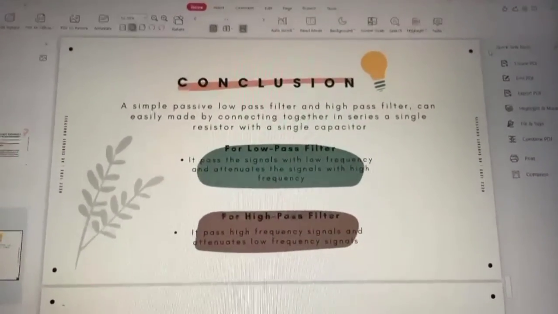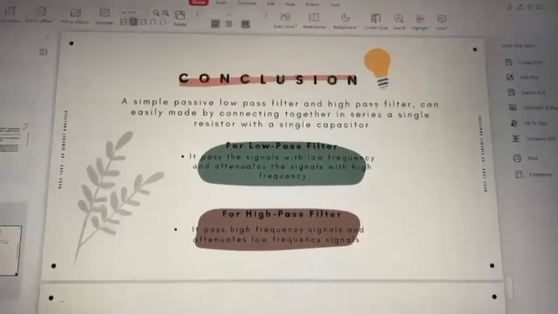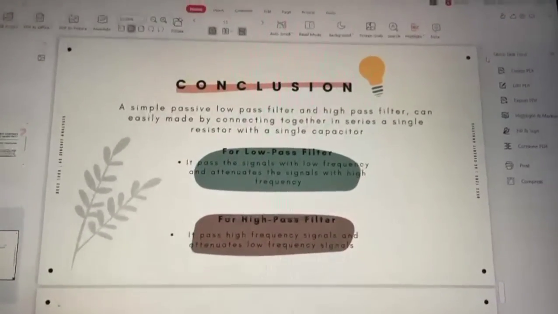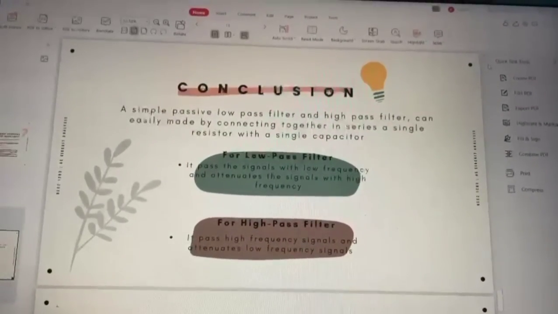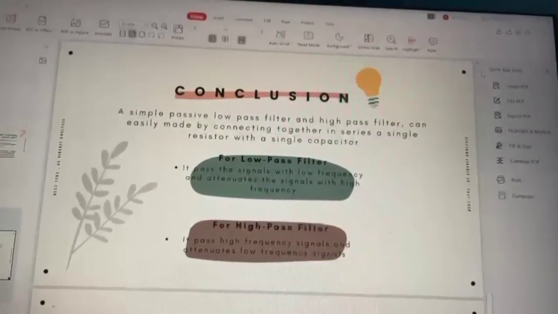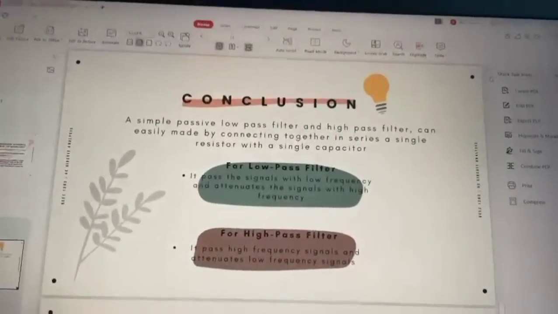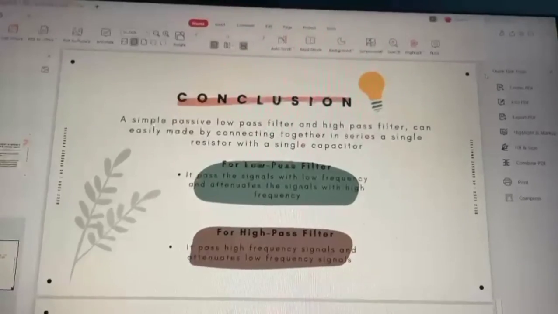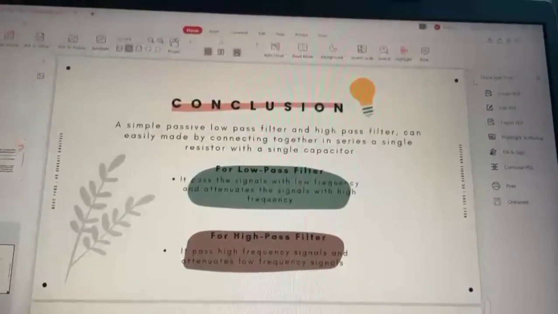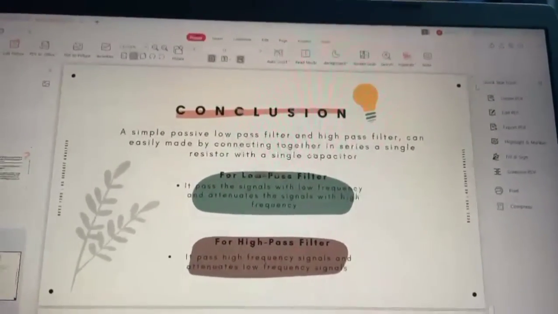From this, we have learned that a simple passive low pass filter and high pass filter can easily be made by connecting together in a series a single resistor with a single capacitor. For low pass filter, it passes the signal with low frequency and attenuates the signal with high frequency, while for high pass filter, it passes high frequency signal and attenuates low frequency signals.